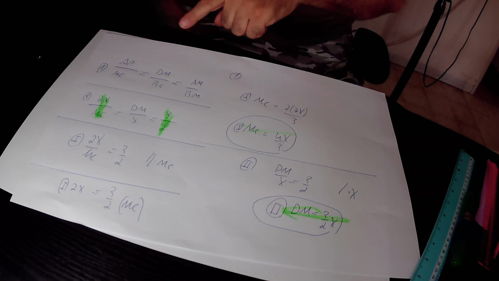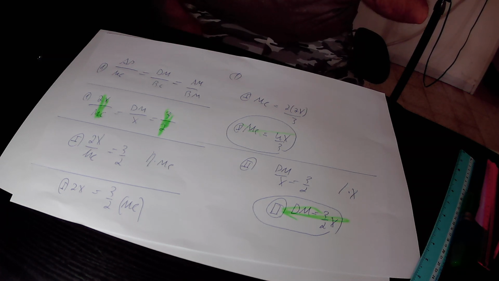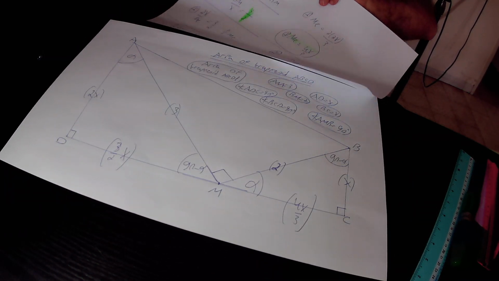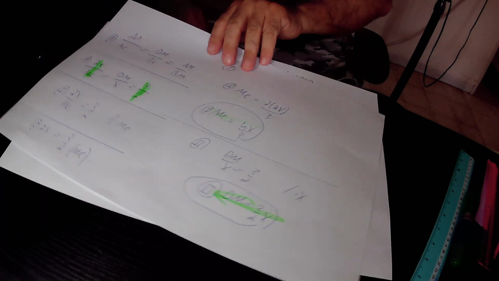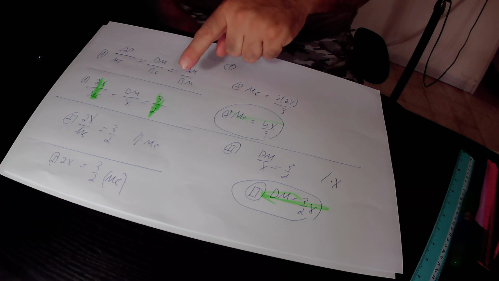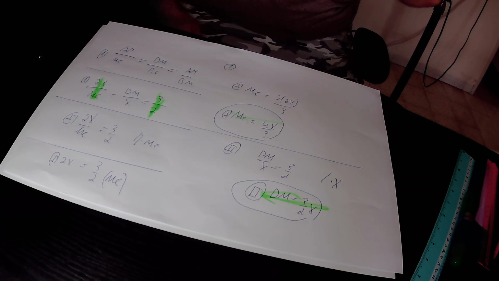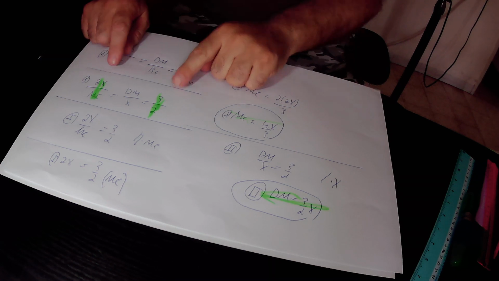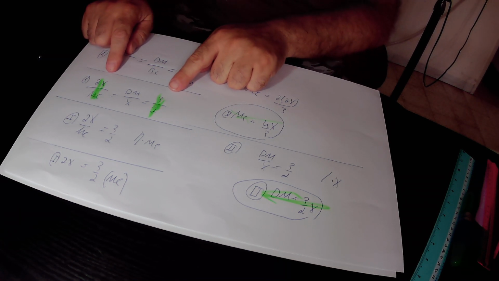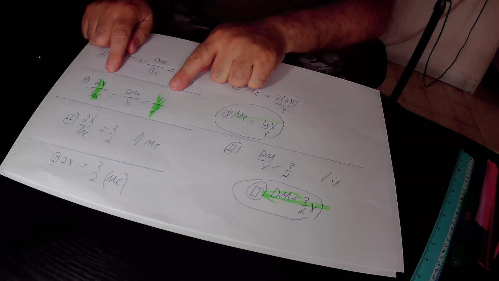AD is 2x, MC is the missing side, so unknown. DM is the missing side, so unknown, and BC is x. And it is equal to AM. AM is 3 according to what is given in the problem, over BM. BM is 2 according to what is given in the problem. So those two expressions are equal to each other, and we can get equation 1 from them. According to equation 1, 2x over MC equals 3 halves.